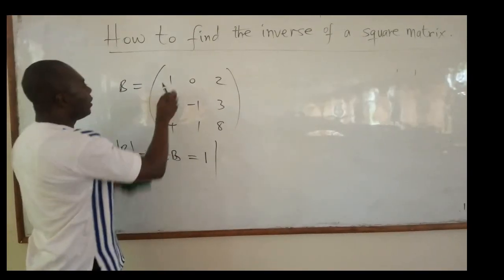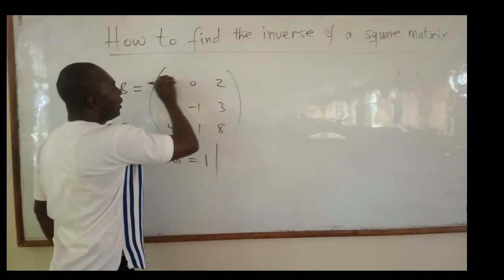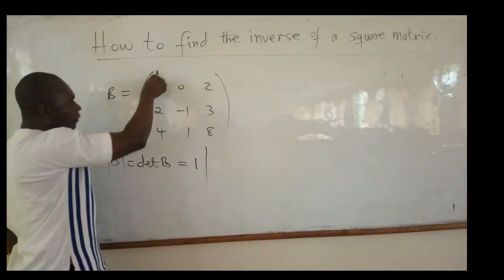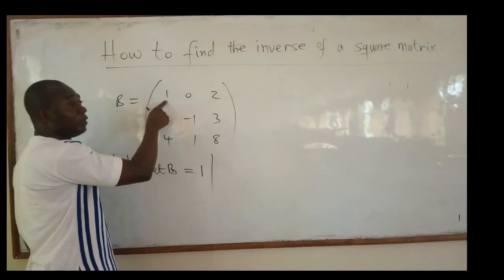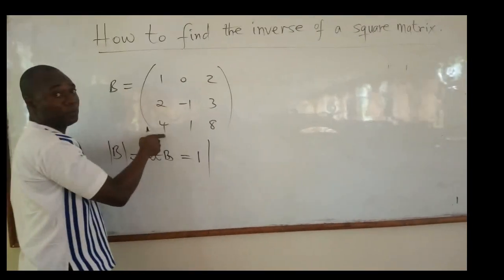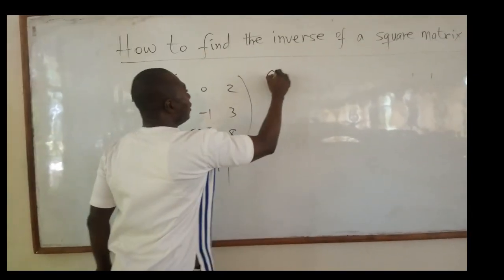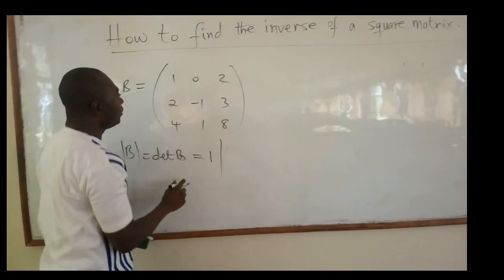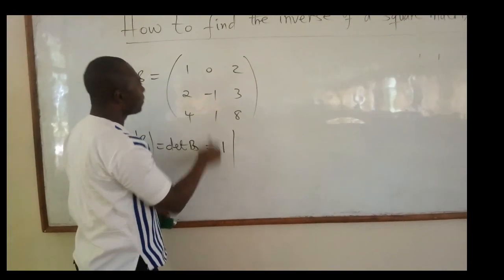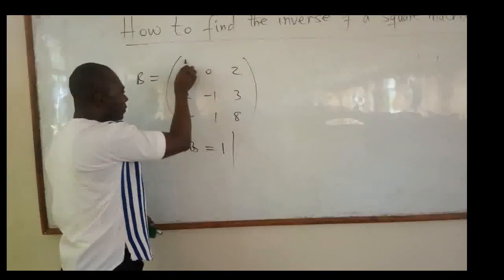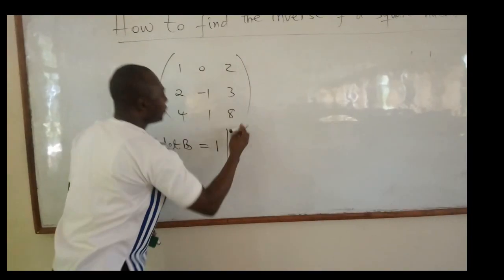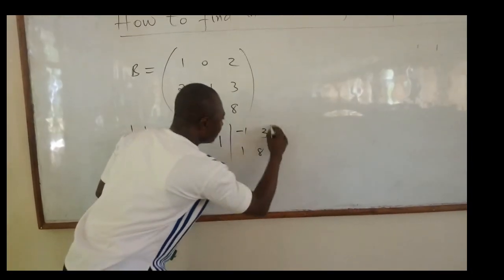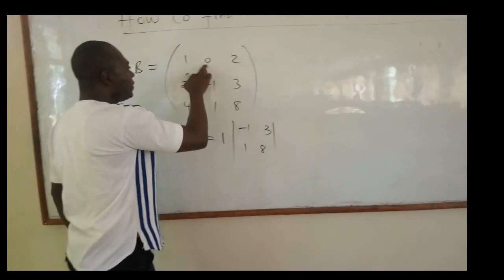When you pick one, then you cross out all the elements in that row and all the elements in that column, because one can be found in the first row and the first column. That's why one is A11. So when you cross out, you cover here, then you cover here. We are left with 1, negative 1, 3, 1, 8, and then 0.